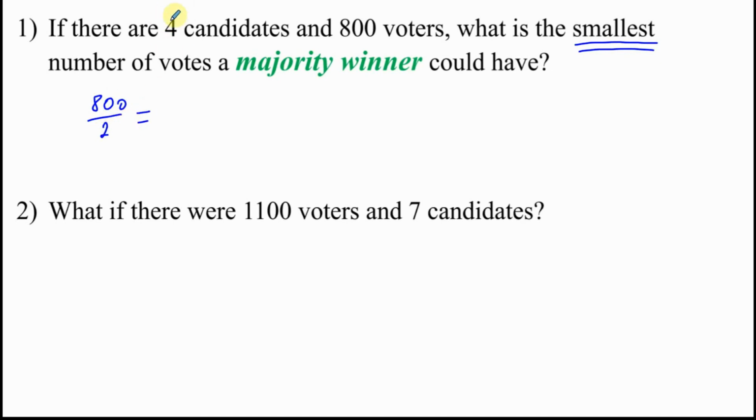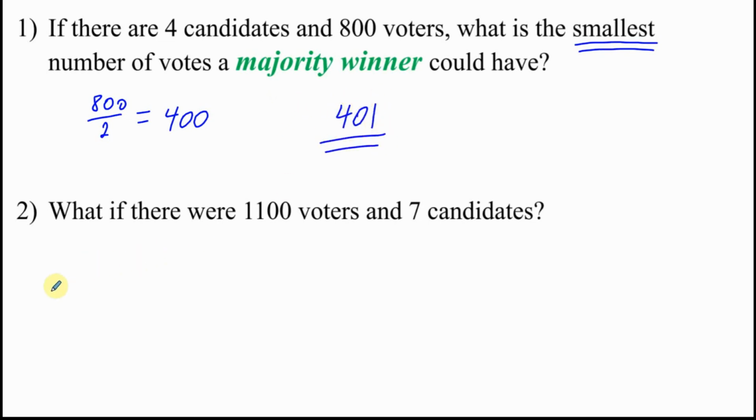Notice I don't care how many candidates there are. I need half the votes. So 800 divided by 2, that's 400. So if you got 400 votes, you would not have the majority. You need more than 400. So the answer is 401.